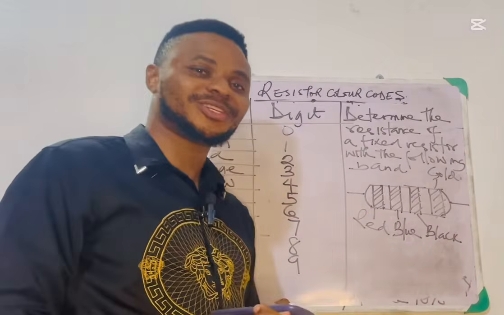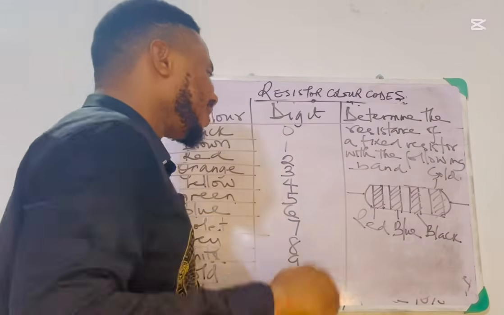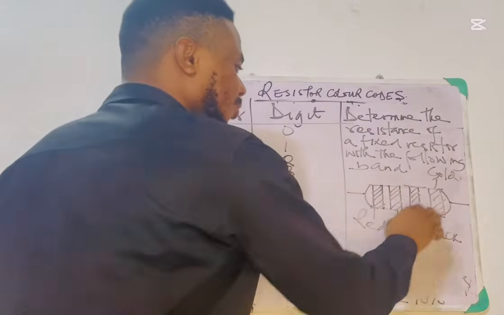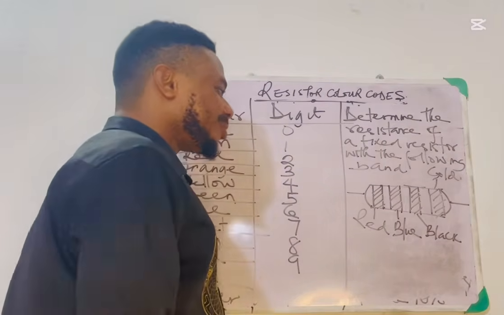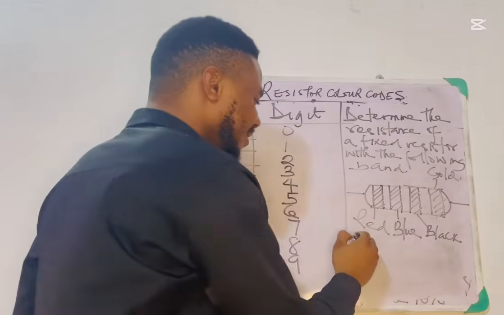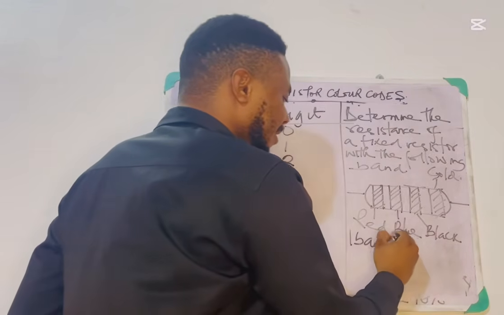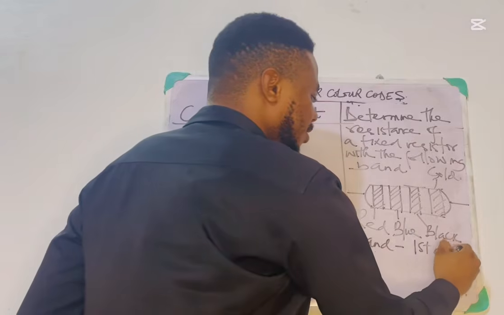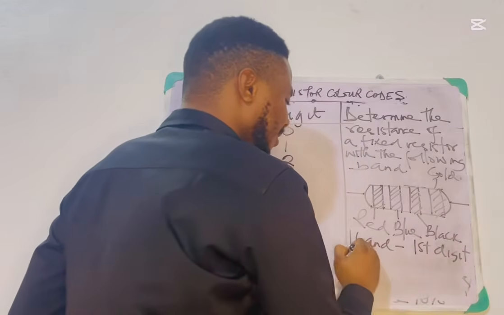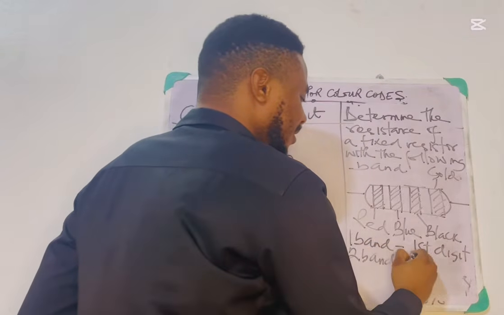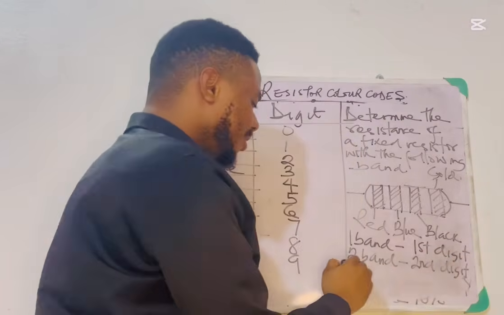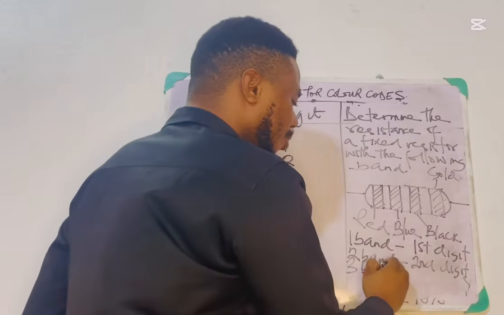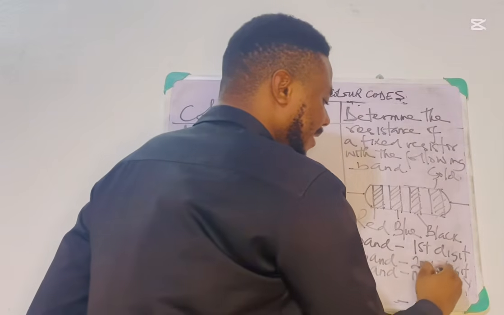Now, one thing you need to understand is this. When it comes to resistor color bands like this, the first band is the first digit. The second band is the second digit. The third band is called the multiplier.